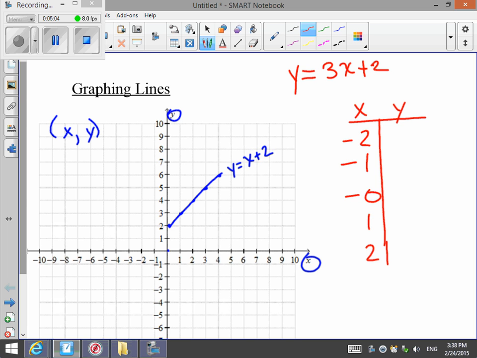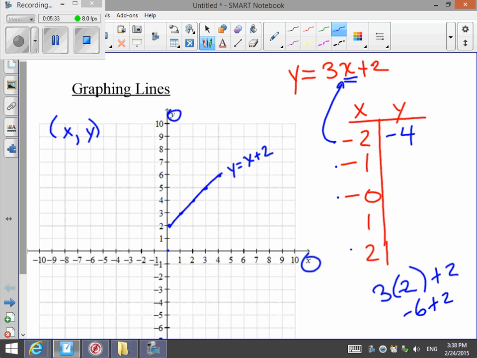So remember that all we're doing is substituting each of these values for x into the line. So we're going to start by taking this negative 2 and putting it right there. And what that really means, if you're thinking about it, is 3 times negative 2 plus 2. 3 times negative 2 is negative 6, plus 2, and negative 6 plus 2 is going to be negative 4.